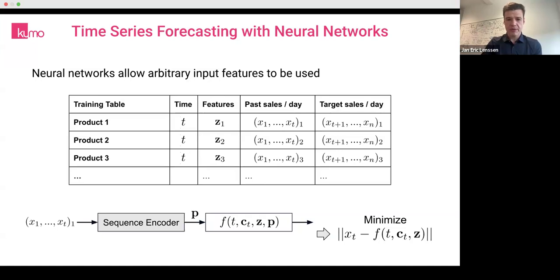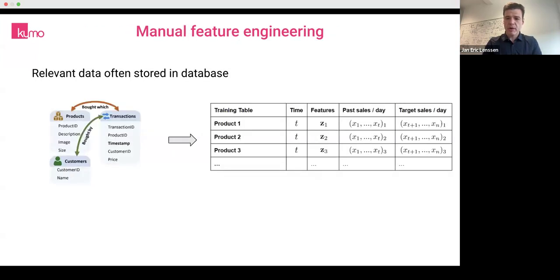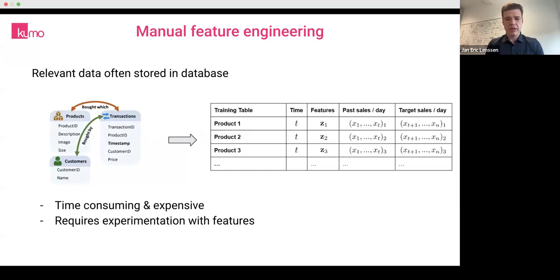So this is already one step further. You can now include arbitrary features that you have gathered somewhere. Now, the problem is that relevant data is often stored in some database that you have. And bringing this data that you might want to use for your forecasting task into such a training table format is actually quite challenging and usually requires a lot of manual work.